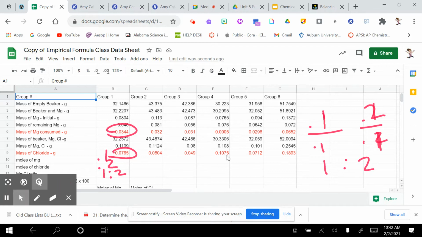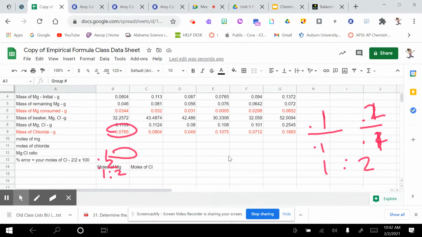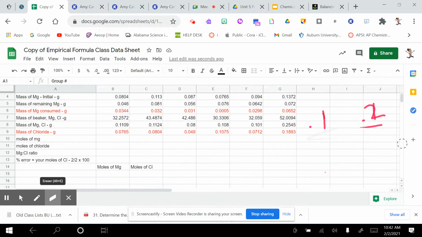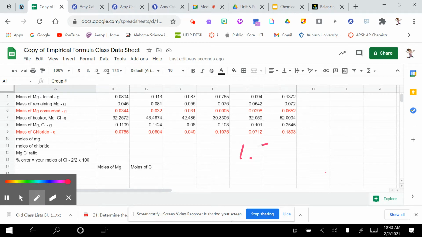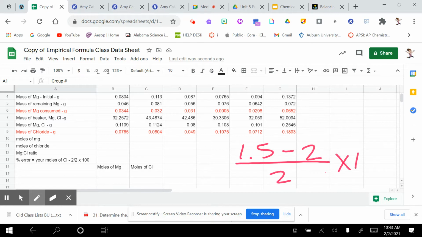Okay? Percent error. To do the percent error, all you're going to do is you're just going to take your ratio, which you're not going to get 1-to-2. You're going to get 1 to 1.5 or something like that. So you'll take your value that you got, subtract from 2, divide by 2, multiply by 100. And that's how you get percent error. You'll do that for all 6 groups.